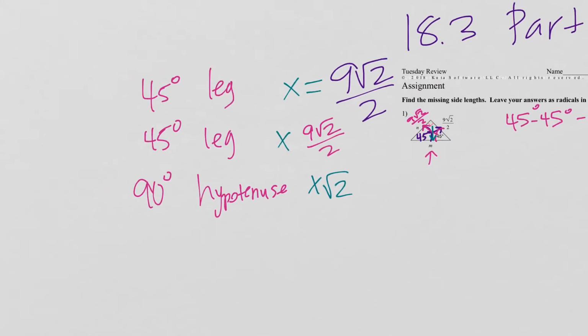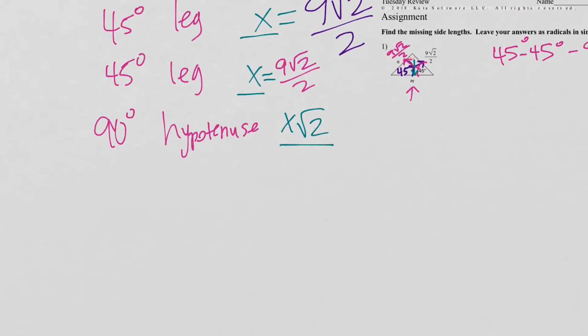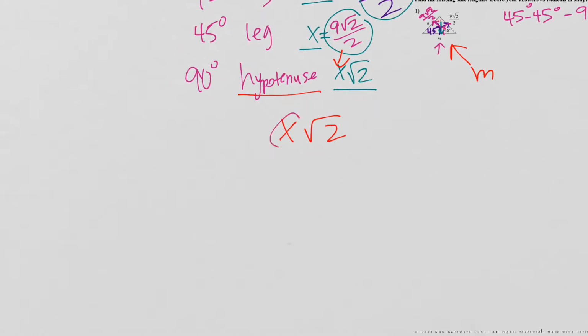So since the legs, we're going to denote them as x's. There's a rule that tells us that legs are known as x's, and the hypotenuse is the leg times the square root of 2. So since we know what the leg measures, they both measure the same, we're just going to substitute that value in for x to find the hypotenuse value, which in here is known as m. So instead of writing x square root of 2, I'm going to replace x with what it equals. And x square root of 2 is equal to 9 square root of 2 over 2 times this square root of 2.